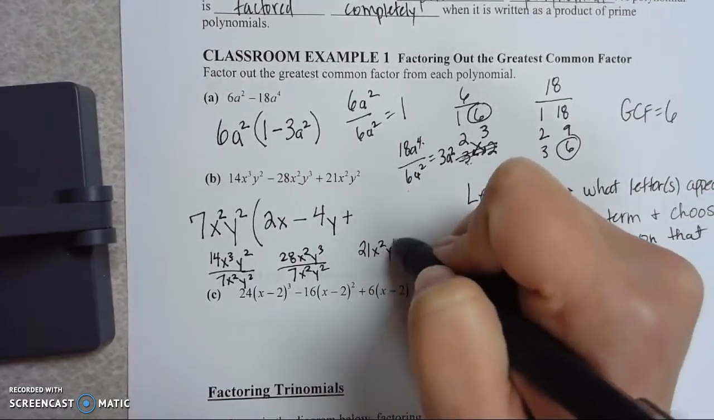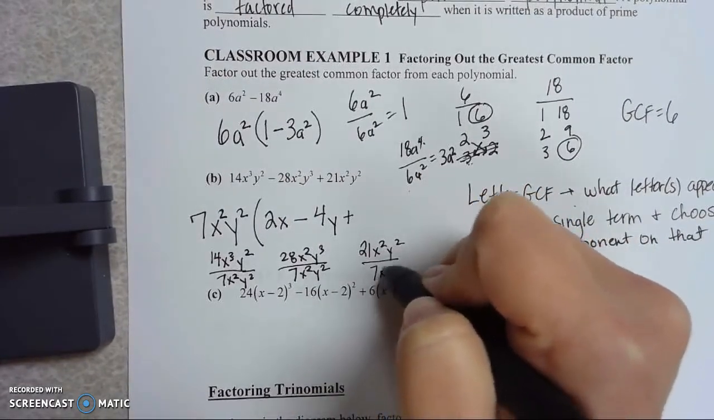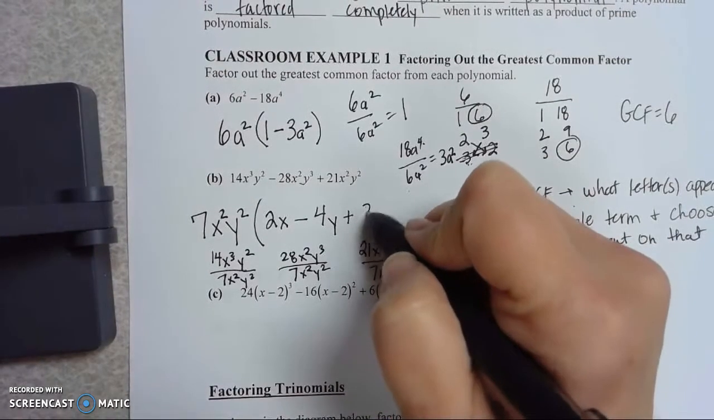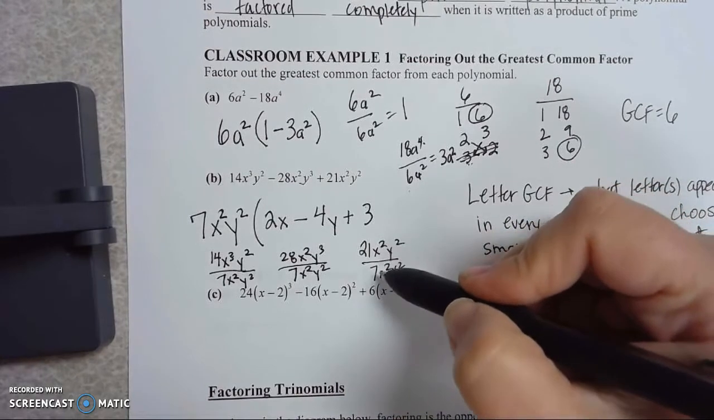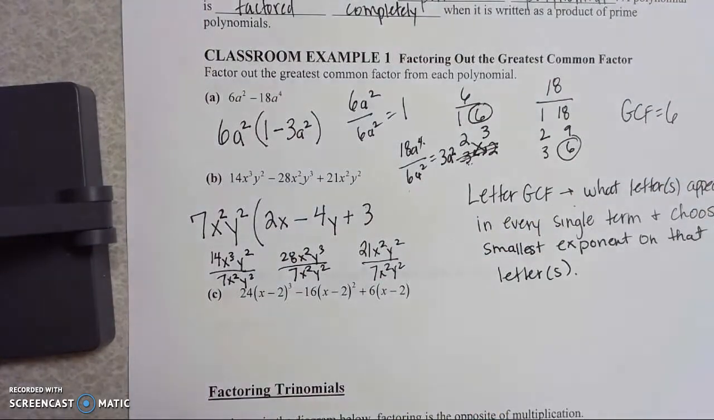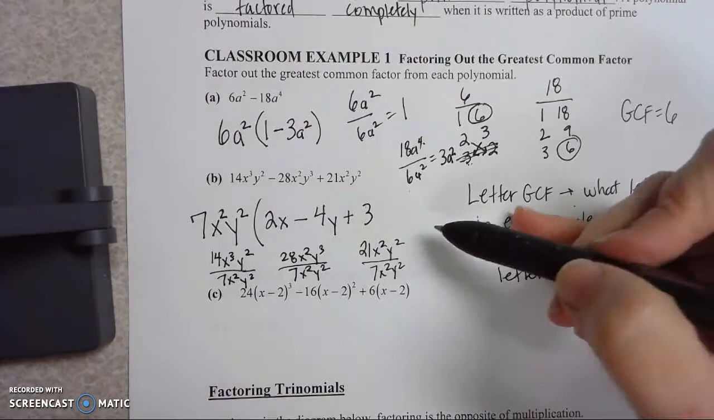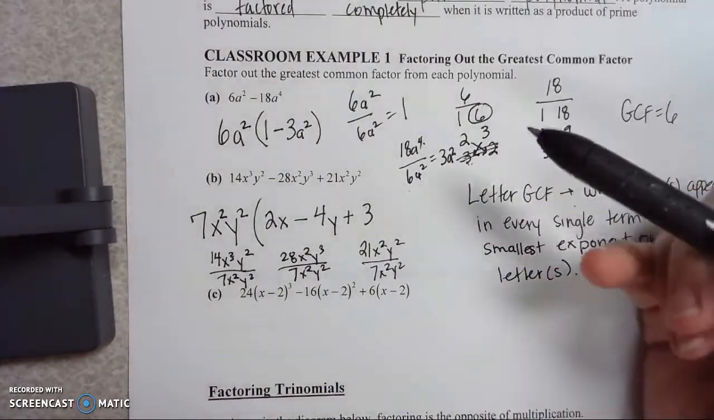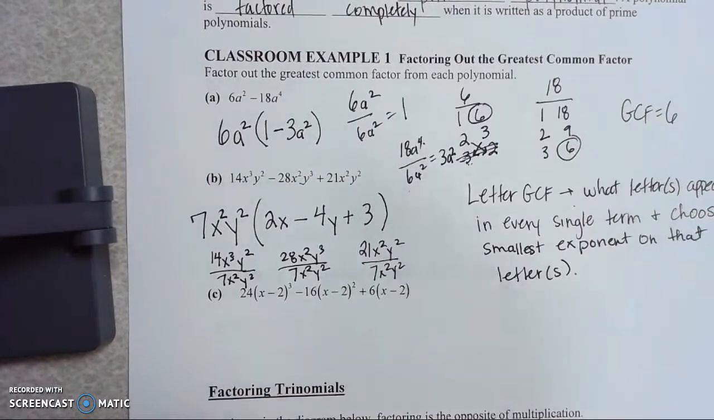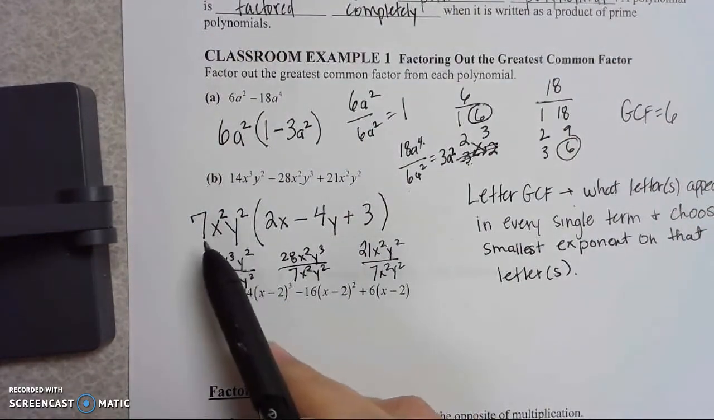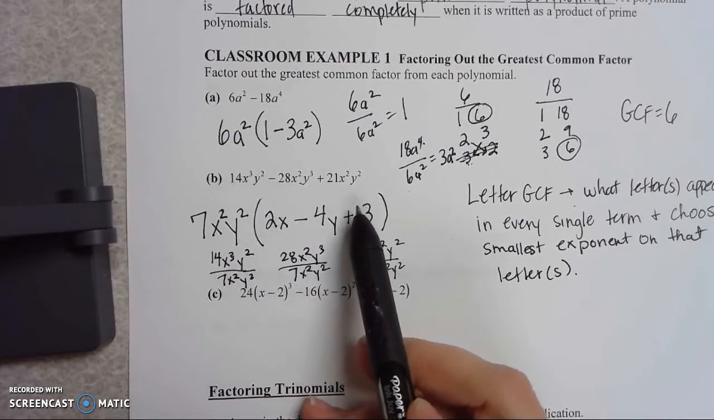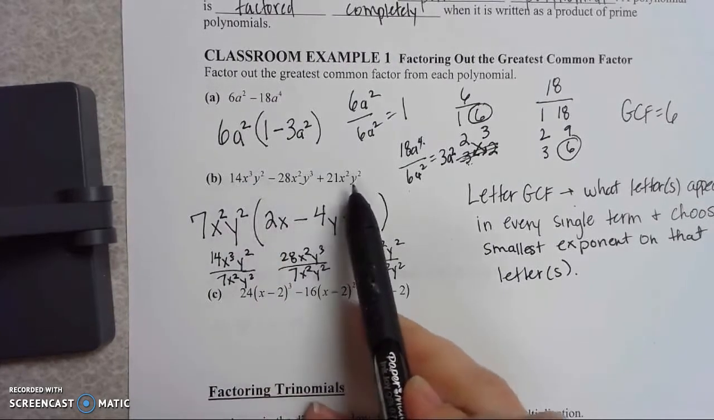21x squared y squared divided by 7x squared y squared. 21 divided by 7 is 3. X squared divided by x squared gives me x to the 0, or 1. Y squared divided by y squared gives me y to the 0, or 1. And 3 times 1 is 3. Now you can check your answer by taking your GCF and multiplying it back times each term and verifying that it will give you the problem that you started with.